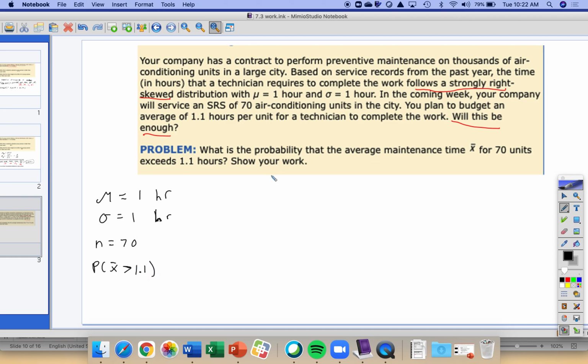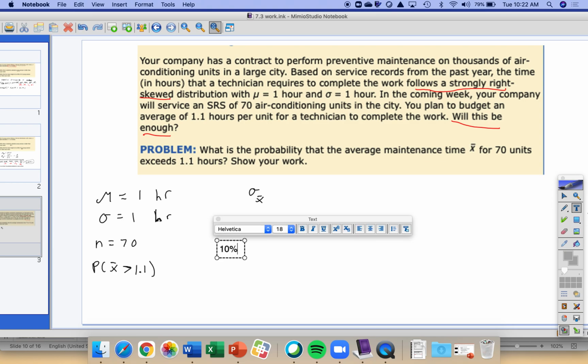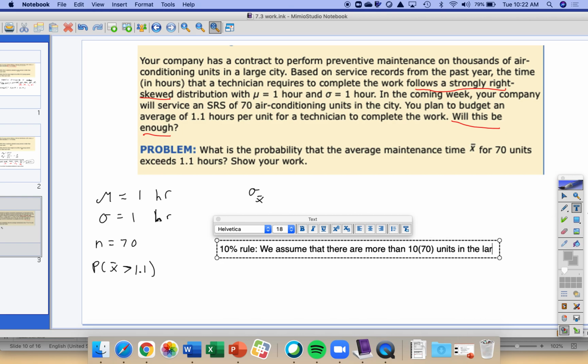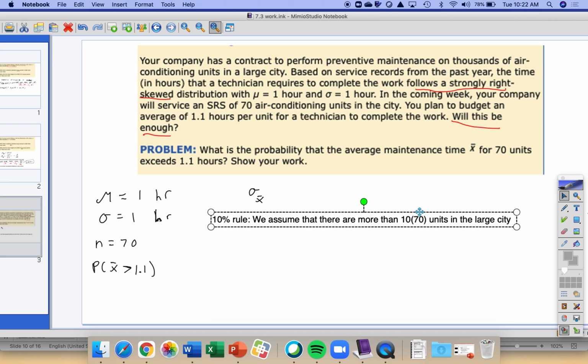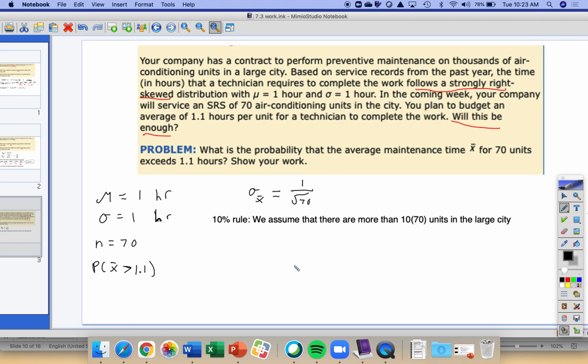In order to do this, we need to find sigma sub X bar. We can only find sigma sub X bar if my samples are independent of one another. In order to check independence, we gotta check the 10% rule. We assume that there are more than 10 times 70 units in the large city. Because this 10% rule is true, we can go ahead and find the standard deviation of my sampling distribution, which would be 1 divided by the square root of 70.